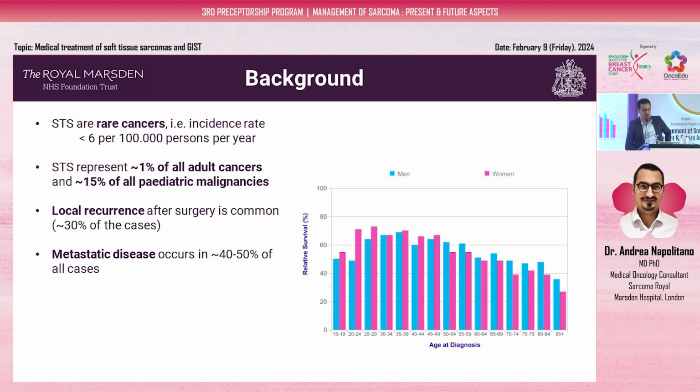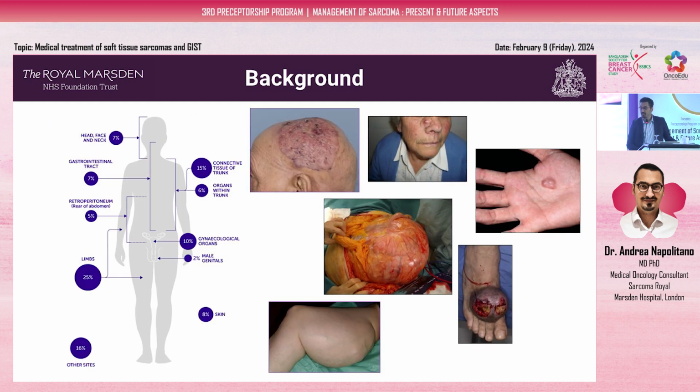They represent about 1% of all adult cancers, but they are 15% of cancers in the pediatric age. Local recurrence after surgery is quite common, and metastatic disease is also quite common, in more than 40–50% of cases. And we already had a preview of one of the common themes in treating soft tissue sarcomas, which is the huge heterogeneity of this disease type, both in terms of location and in terms of clinical presentation.